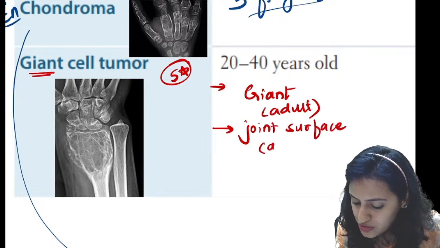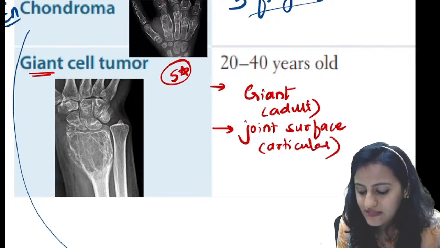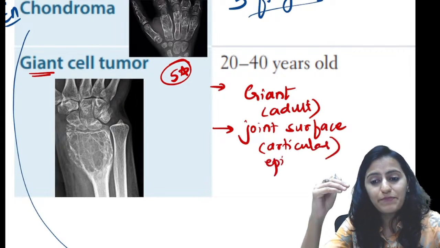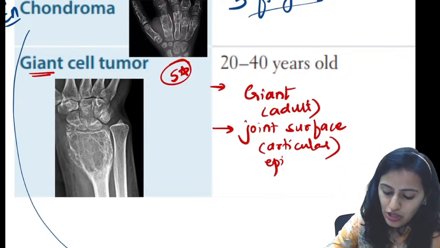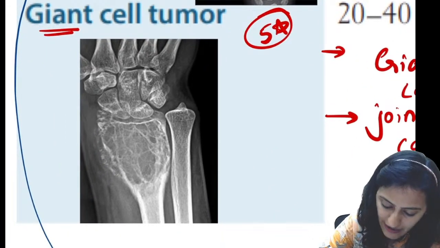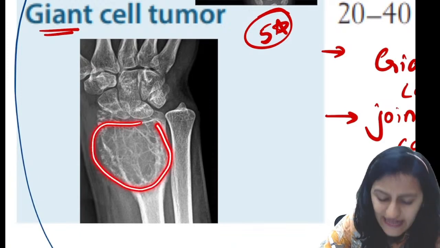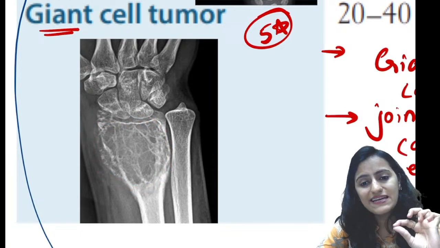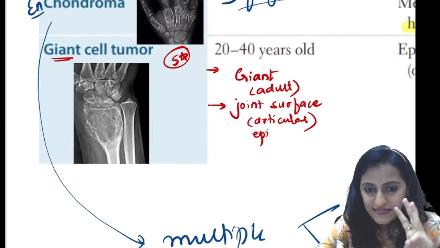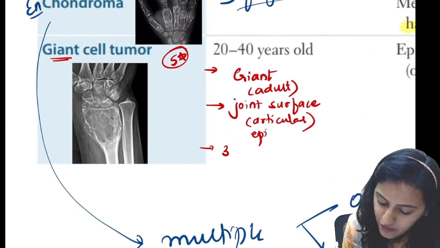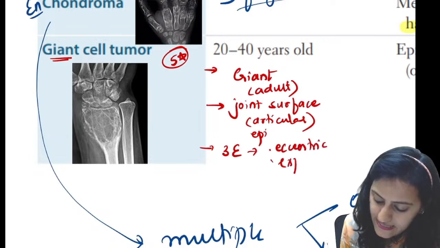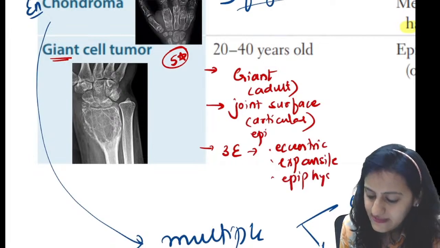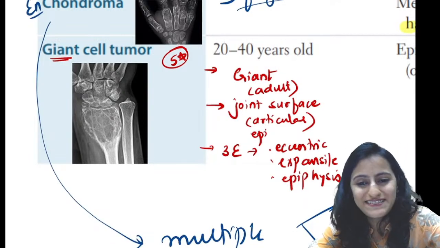This is the bone tumor which goes till the articular surface. That means it involves the epiphysis and it grows to the articular surface. And look at the appearance of this tumor that you are having here. This is an expansile lesion, eccentric, expansile, epiphysis. These are the 3 E's for giant cell tumors. That means it is an eccentric tumor, it is an expansile tumor, and it involves the epiphysis. Okay, those are the 3 E's for giant cell tumor.